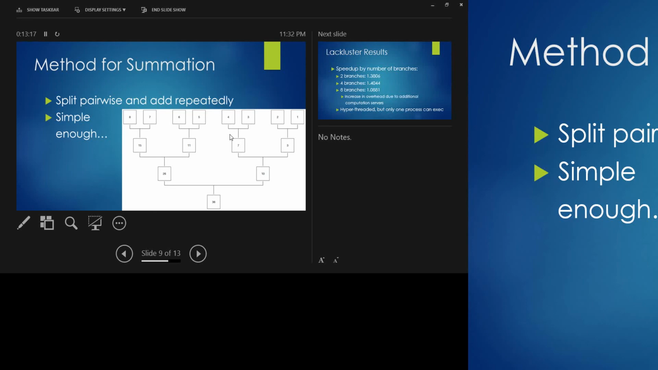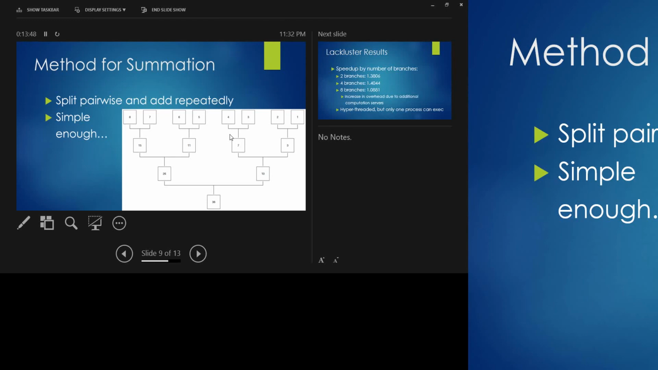We want to split the 20 integers into different pairs, specifically 10 different pairs, and add those pairs separately. So when we generate and add a new integer to add, then we just split those into pairs as well. So we'll go from 20 different integers down to 10 different integers, down to 5 different integers, and then we'll just add the rest from there, 2 and 2, and then the last one.